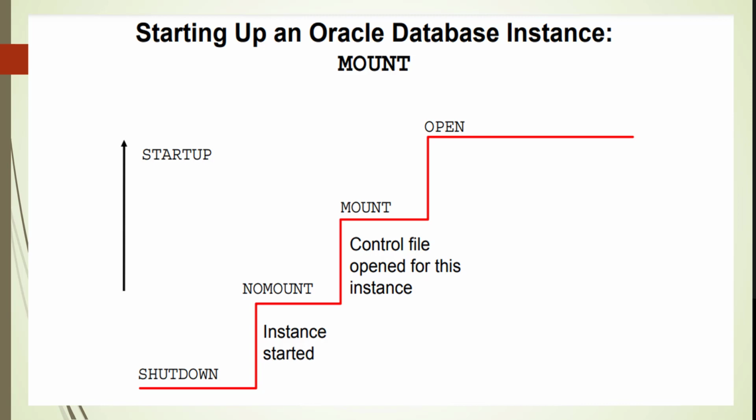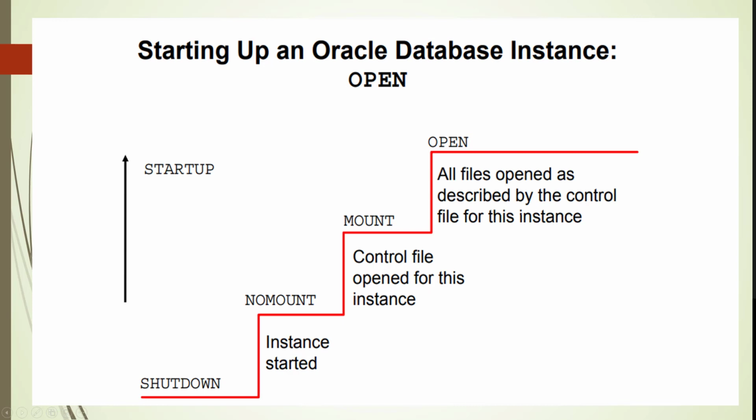Starting up an Oracle database instance: mount. This is the second stage of startup. In mount stage, the control file is opened for this instance. Starting up an Oracle database instance: open. This is the last and final stage of startup. In open stage, all files are opened as described by the control file for this instance.